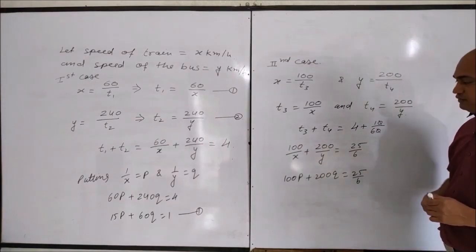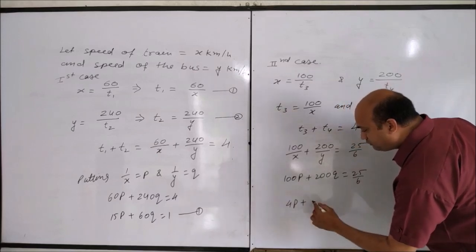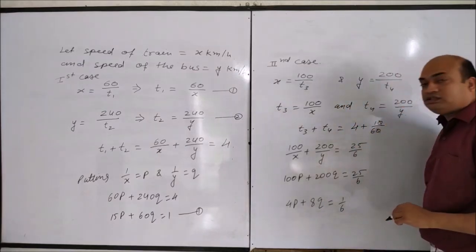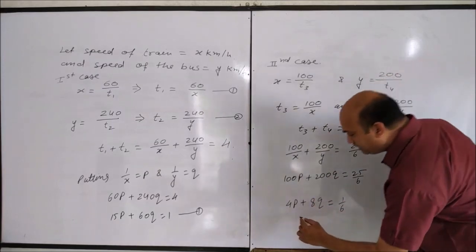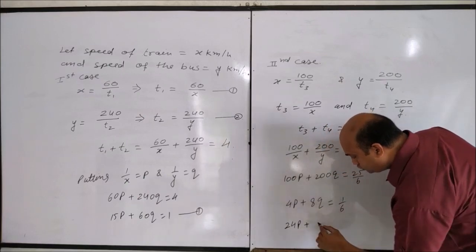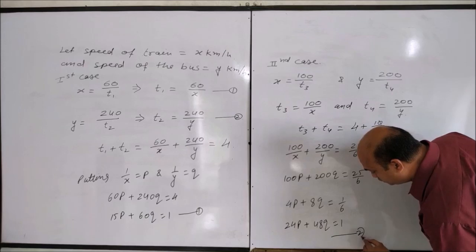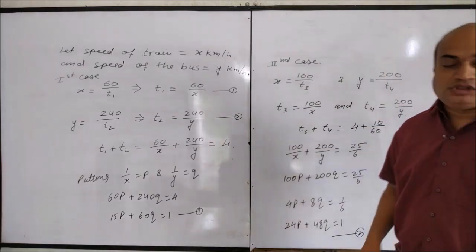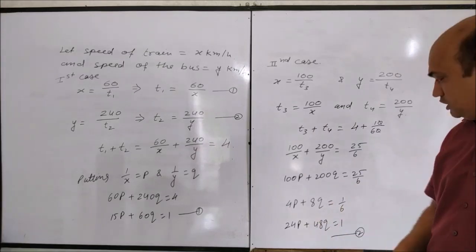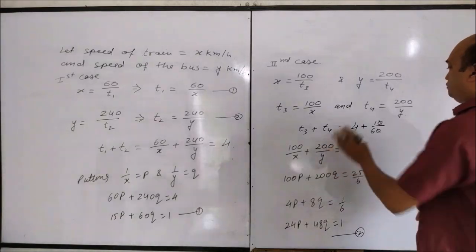This we divide by 25. 25 4s are 100 plus 25 8s are 200 is equal to 1 by 6. 6 we cross multiply here, it is 24p plus 48q is equal to 1. This will be equation number 2. Now these two equations we solve by any method we have just now discussed. Better we use the cross multiplication method.